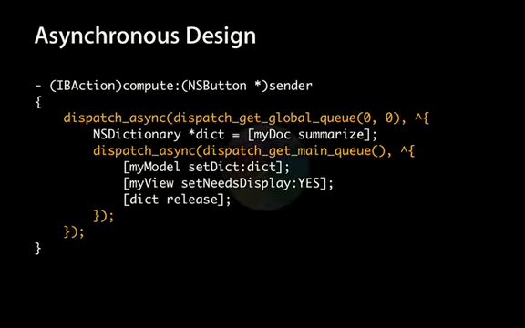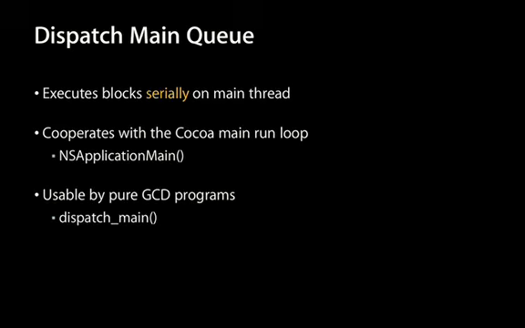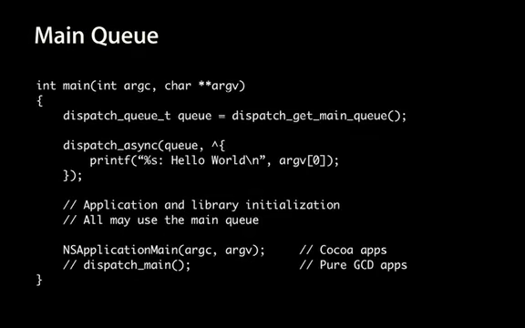All right. So let's talk a little bit. We've taken this problem, and now we've replaced it with this, and your users are a lot happier. So let's talk about that main queue that we just hinted at. It executes blocks serially, unlike the global queues. It cooperates with the Cocoa main run loop, which your application is probably calling through NSApplication main. It's also usable by pure GCD programs. Instead of NSApplication main, your program can call dispatch main. That's it.